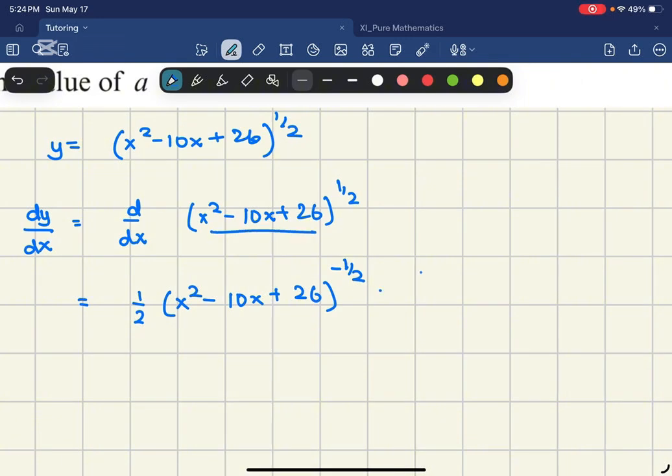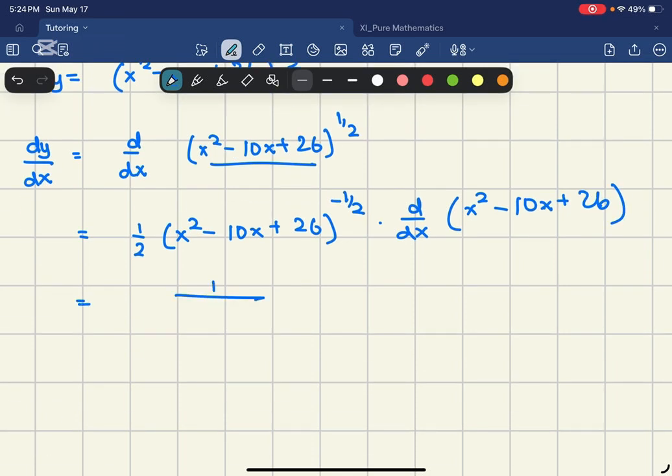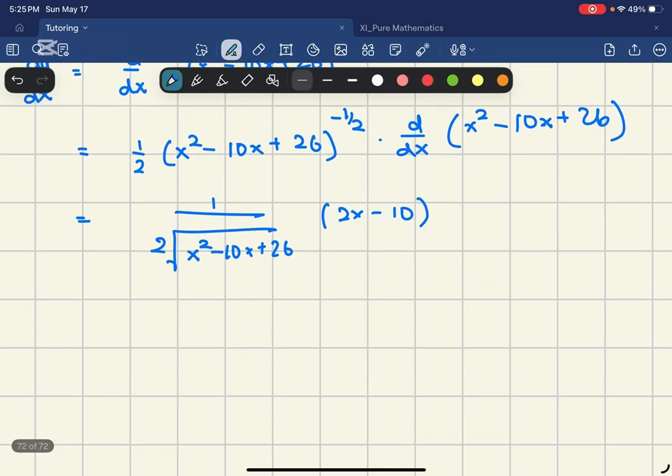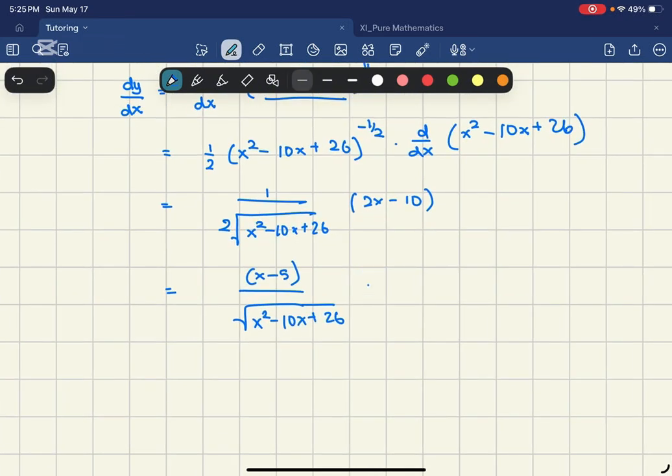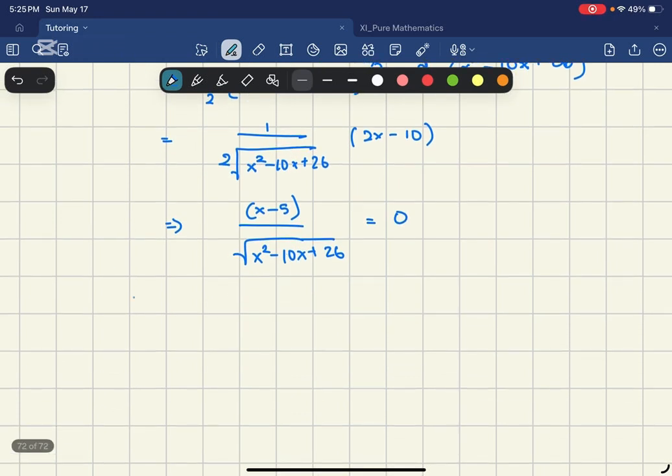And then, since the inside has an x, you have to differentiate it again. So now you get 1 over 2 square root of x squared minus 10x plus 26, and then you have 2x minus 10. And you can actually factor out the 2 here. So you get x minus 5 over the square root of x squared minus 10x plus 26. So now we need to solve for this is equal to 0, right? Your denominator can never be 0 for a fraction. So x minus 5, your numerator, has to be 0. x is equal to 5.